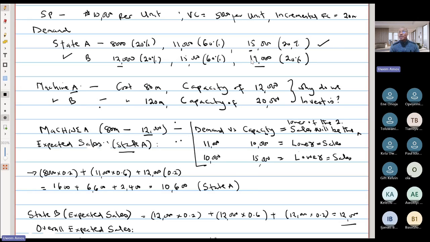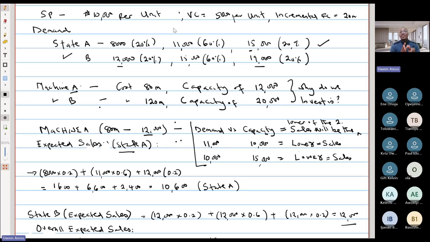The same thing with the second machine. When I decide to buy the second machine, I might have a state where I buy the second machine and I will experience state A demand, which is 8, 11, 15, or I'll have state B demand, which is 12, 15, and 19. I hope that's clear. Yes, sir. Okay, great then.